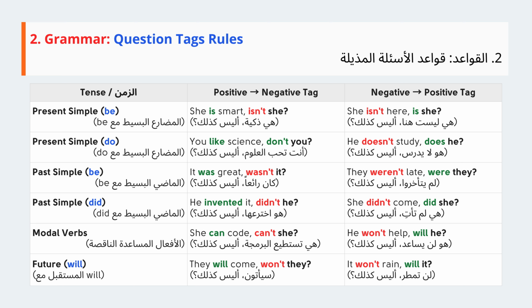And for the future tense, with will, positive. They will come, won't they? Negative. It won't rain, will it?